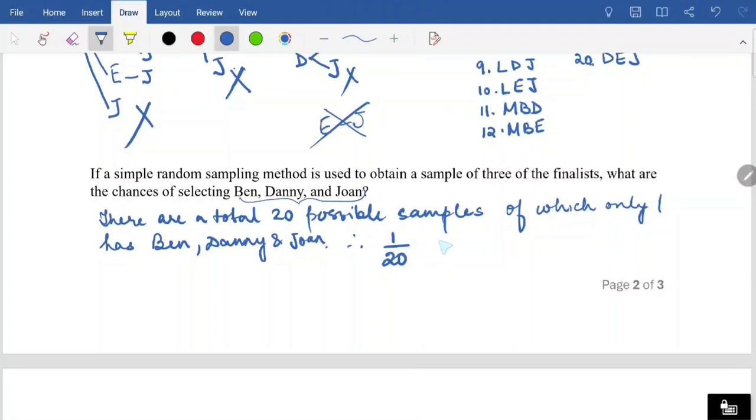Well, the way we represent chances is in percentage form. So 1 out of 20 means 0.05, and 0.05 means 5% chance. So if we were to select a certain combination with Ben, Danny, and Joan in it, the probability or the chance of picking that combination is just 5%. All right, it's because there's 1 out of 20. It occurs only once in the entire combination of 20 samples. All right, so that's how you answer this question.